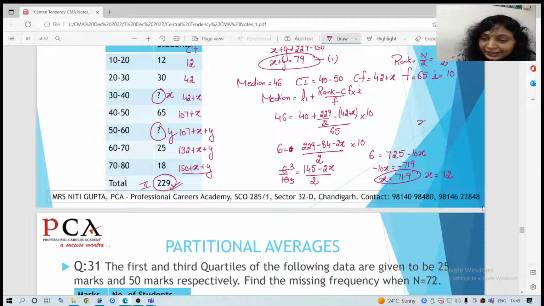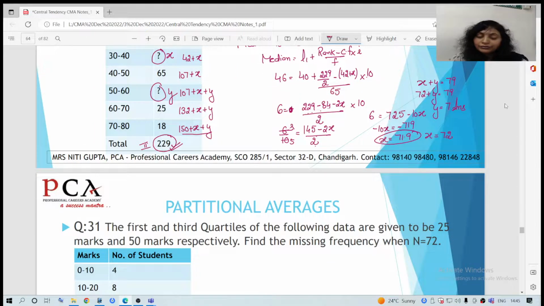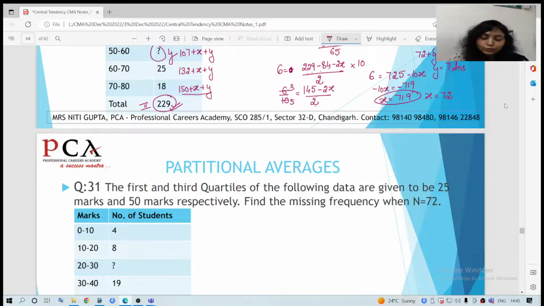Second equation is x plus y equals 79. If x is 72, then y is equal to 79 minus 72, which is 7. So this is how we can compute missing frequencies in the case of two items.